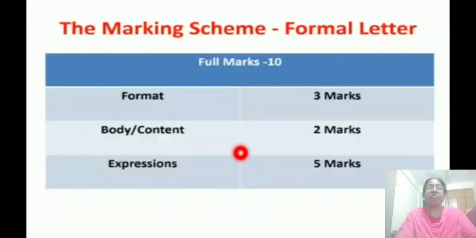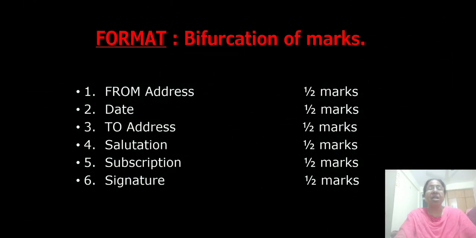We are dealing with the format of a formal letter, which has got 3 marks. So, it's slightly different from the informal letter. The body content has got 2 marks. Expression again has got 5 marks. Now, let's see the bifurcation of marks for the first component of the letter, that is the format. Here's what we call the format. So in a format we have these 6 ingredients or components.